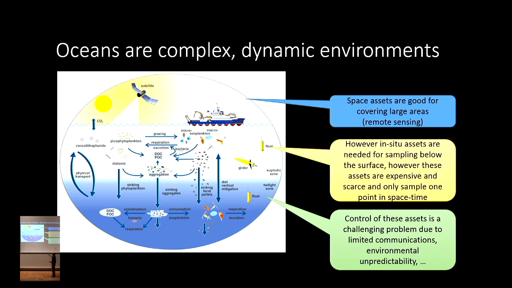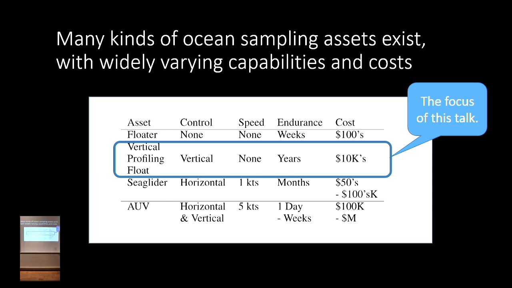So we want to get down here. And you have to sample this with single individual assets, so each can only sample one point in space and time. Whereas with remote sensing, you take these huge swath images, sometimes as many as thousands of kilometers by thousands of kilometers.